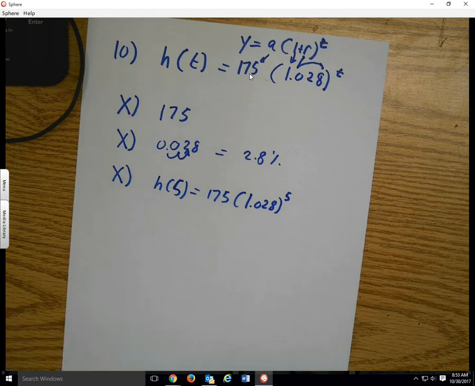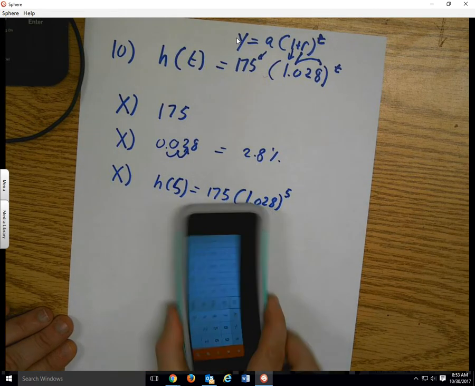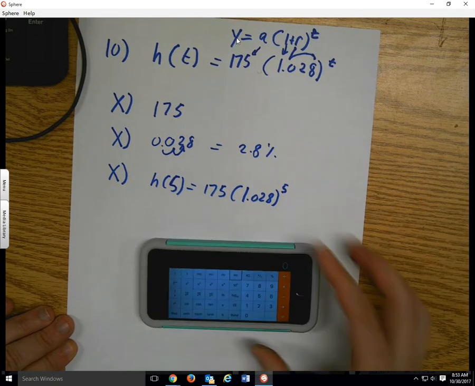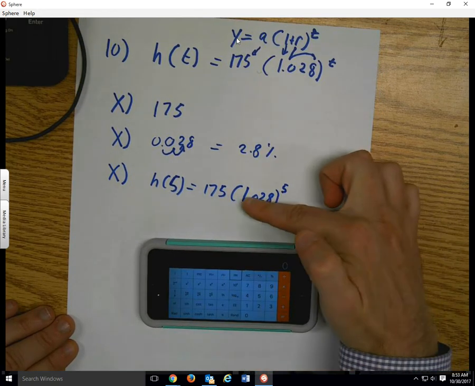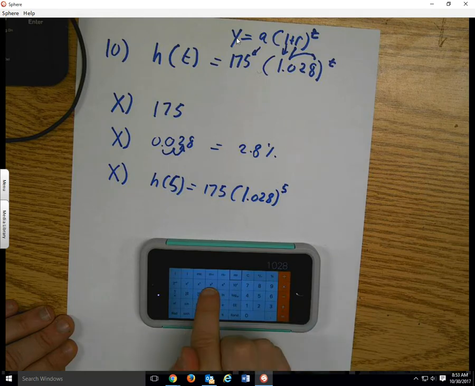So I don't know if you have an Android device or if you have an iPhone. Okay, iPhone. So perfect. If you want to come here, I'll show you what I'm doing, because I can't get up today because I'm recording. But first thing I do is I turn the calculator sideways so it becomes a scientific calculator. And all I do is I type in the number that we're going to raise to a power. So in this case, it's 1.028.